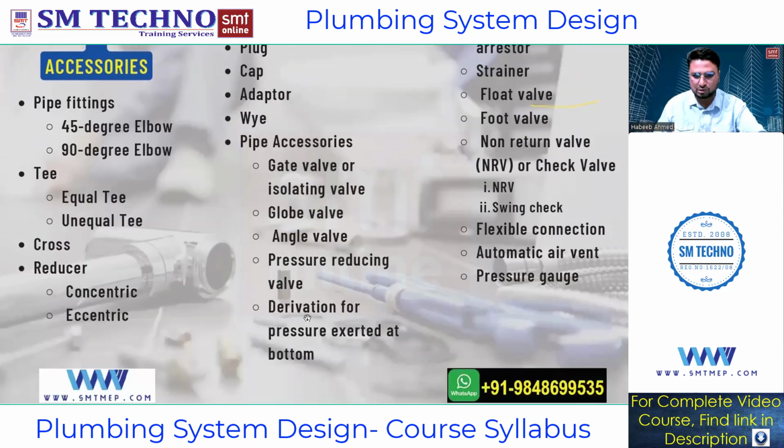We'll also be seeing the derivation of the pressure exerted at the bottom, for people who are not aware. This is directly connected with the pressure reducing valve. To get this concept more clear, we have a derivation because this works on some formula. So how that formula has been derived, we have a formula derivation over here.